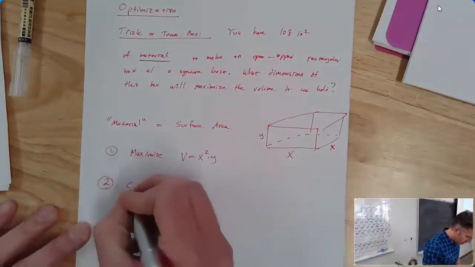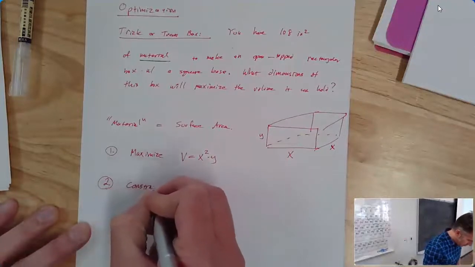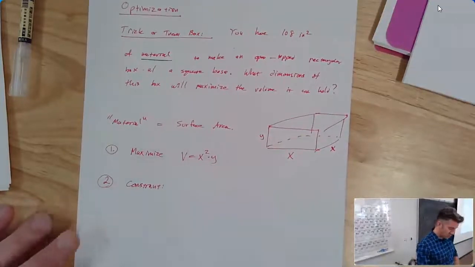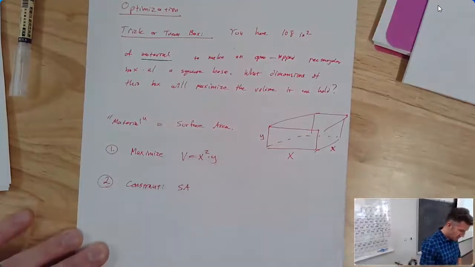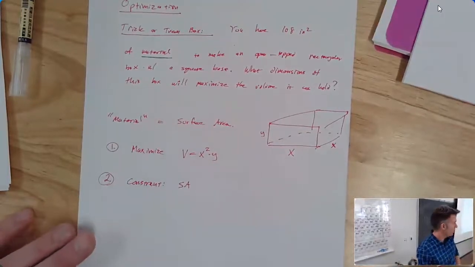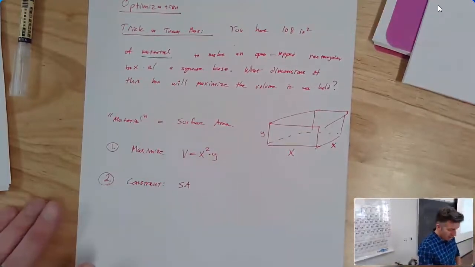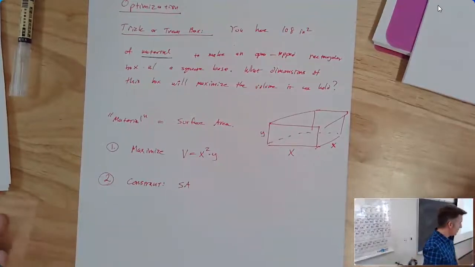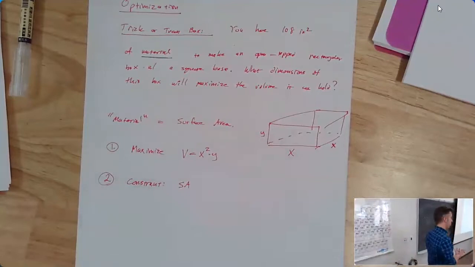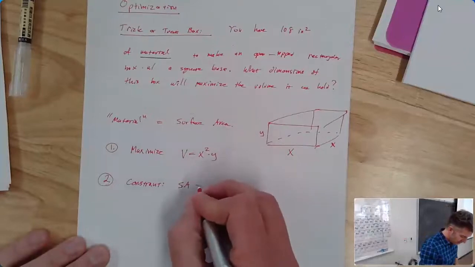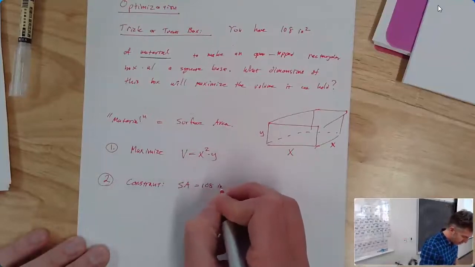On the other hand, our constraint is that the surface area should be up to 108 inches squared. I would say you could write it's less than or equal to, but really we should just say it's equal to, because we want to use up all the possible material we have, all of the surface area that we can use. You don't want to make a smaller box than you could, when you can make a bigger box. So we're going to say the surface area is going to equal 108 square inches.